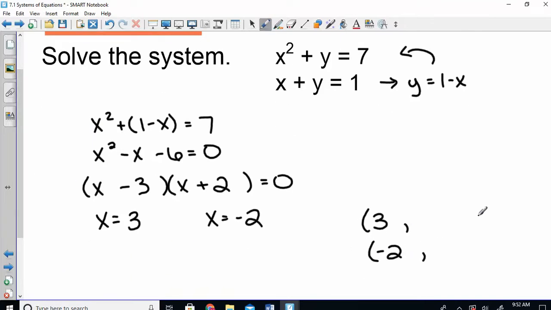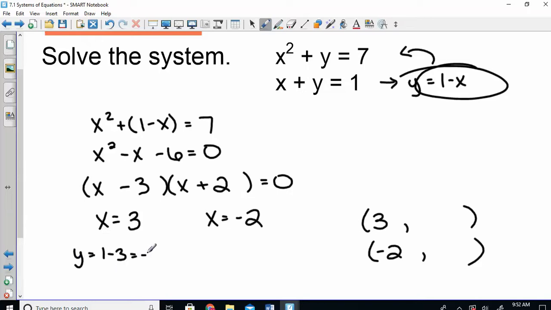So if I'm thinking about my answers, we have 2 different ordered pairs right now. We have to get the y for each of those ordered pairs. We know y is 1 minus x. So 1 minus 3 is negative 2. So put in the negative 2. 1 minus negative 2 is 3.